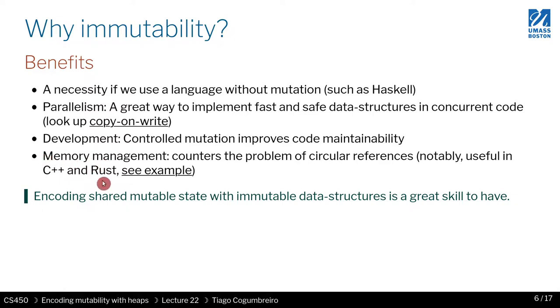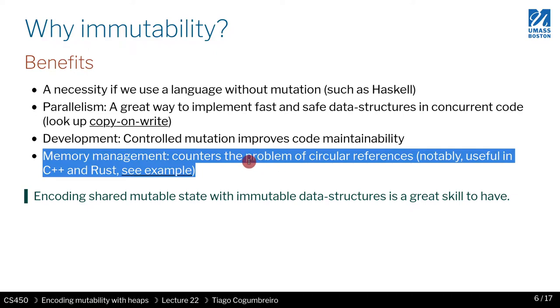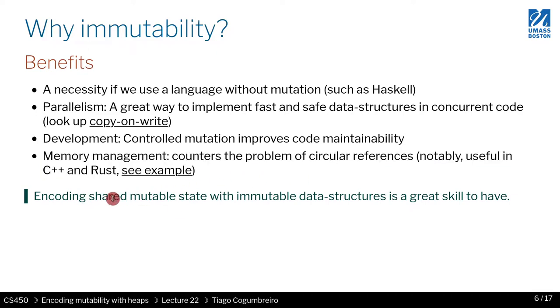Additionally, memory management becomes much simpler, right? Essentially, because you can't have circular references when you have immutability, unless you design it that way. But it makes it much more complicated to write circular data structures, which are notably difficult to manage in terms of memory. And we'll look into this in more detail in a future lesson. In the end, I think immutability is a very good tool to have in your toolbox as a software engineer. And that's why I put so much emphasis on it in this module.